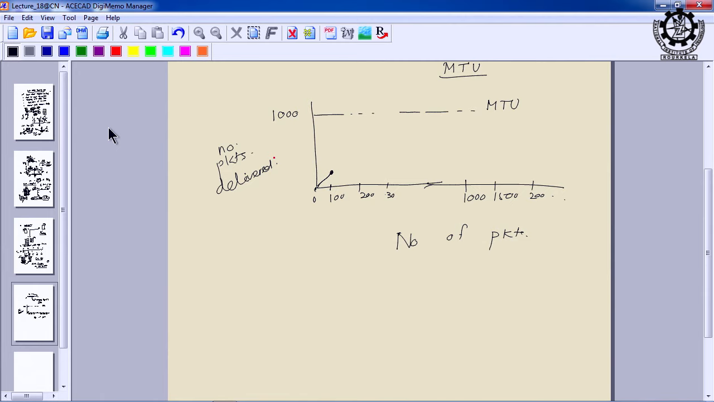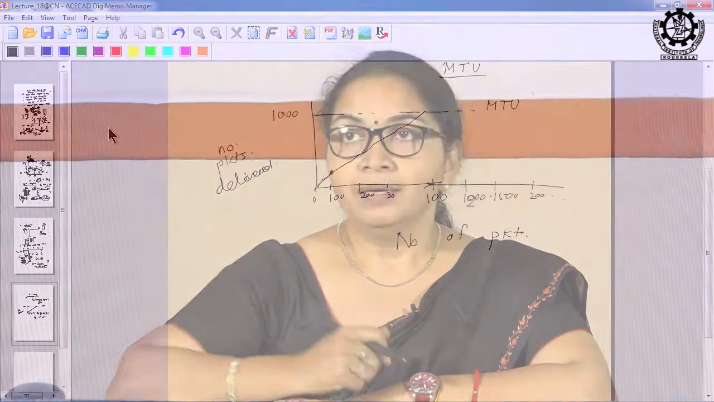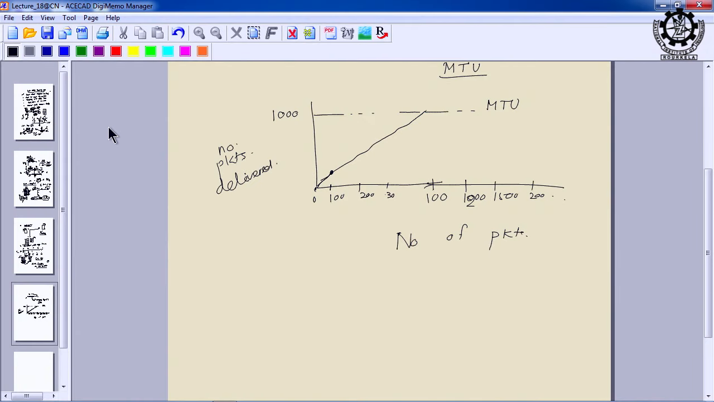If you draw a graph in between, as the number of packets goes up to 1000, you will see that the delivery rate is almost the same. Let us say this is 1000, and this is 200. The ideal case is that until 1000 packets are generated by A, all the packets will be delivered, because it is less than or equal to the maximum MTU of the link.